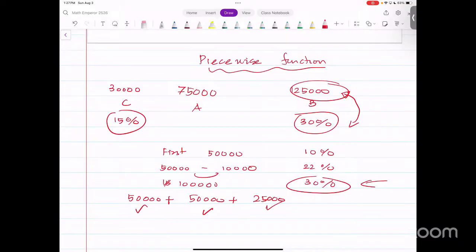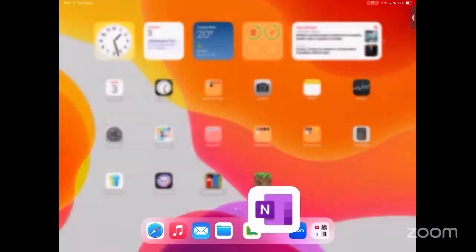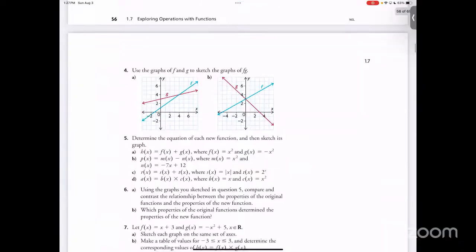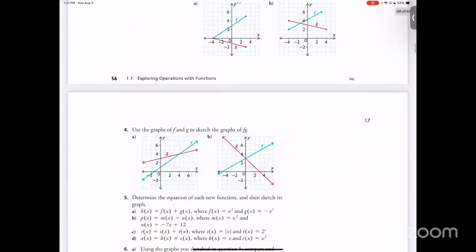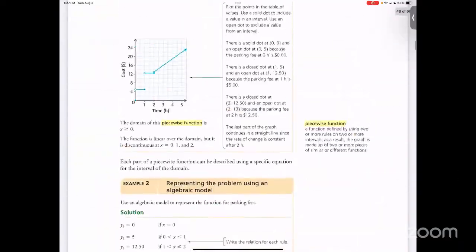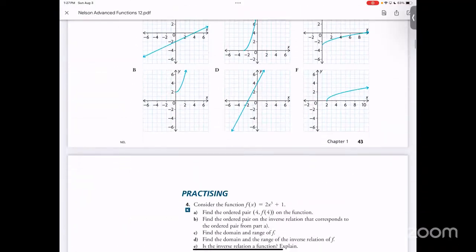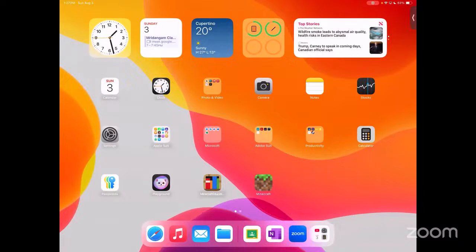I didn't teach you piecewise functions yet. I did introduce you to inverse functions. You can see in your textbook there's a good amount of questions on inverse functions, section 1.5. So please do every question. Don't tell me that you did 1.1 to 1.5 from the textbook only.